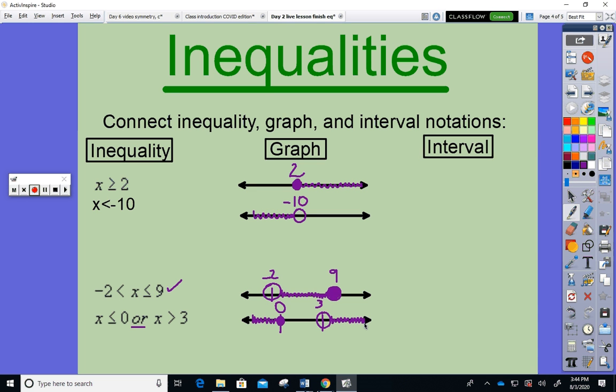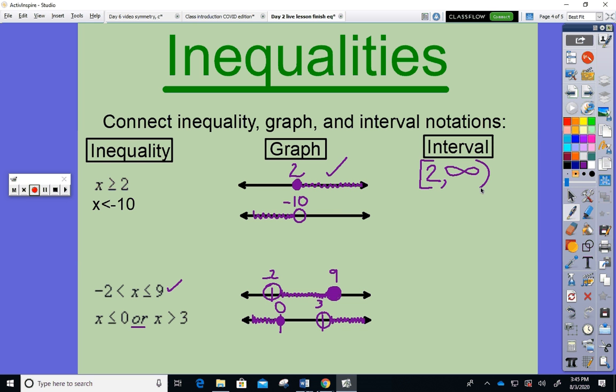Now as far as interval notation, remember brackets go with closed circles, parentheses go with open circles, and you must read it left to right. So in this example, the left bookend is 2, and then the shaded region goes forever and ever and ever rightward, so you approach infinity. Infinity and negative infinity always have parentheses around them.